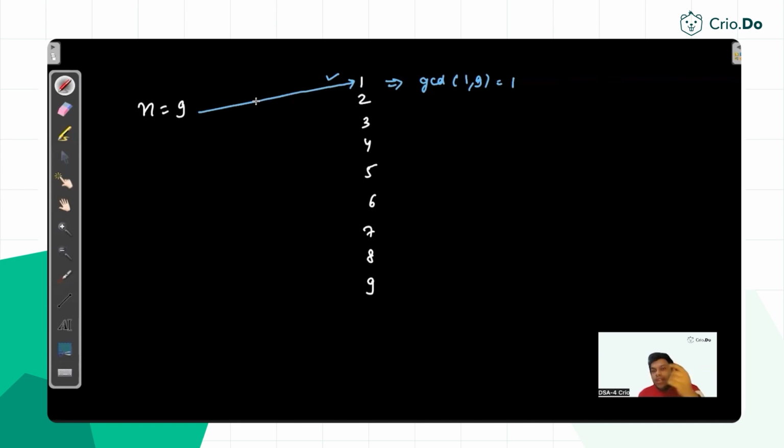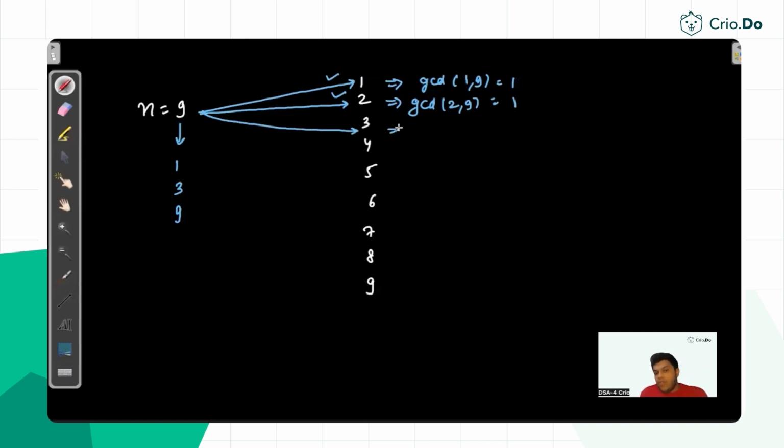Always for co-prime, you have to take a pair, not just a single number. For 9 and 2, what are the factors of 9? If I write the factors of 9, it will be 1, then 3, and then 9 itself. What about 2? It has factors 1 and 2. Again, only 1 is the highest common one. So since the GCD of 2 and 9 is nothing but 1, yes, 2 is also co-prime with 9. So the count will become 2.